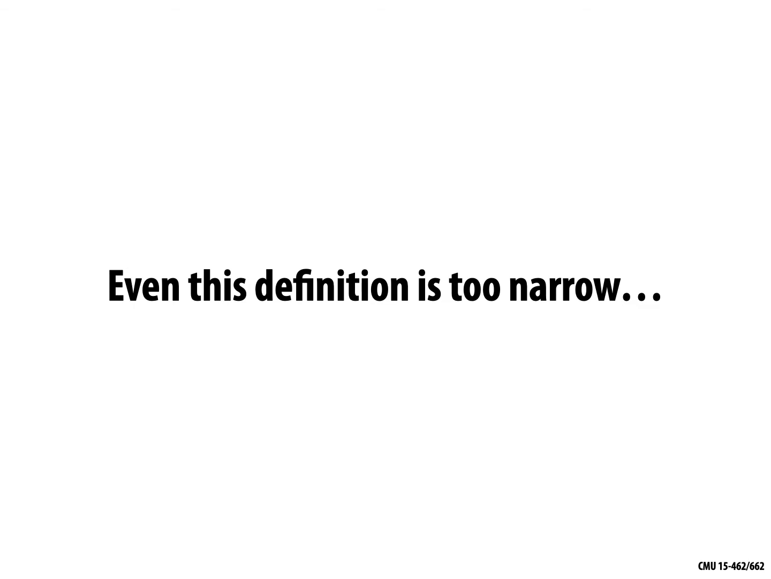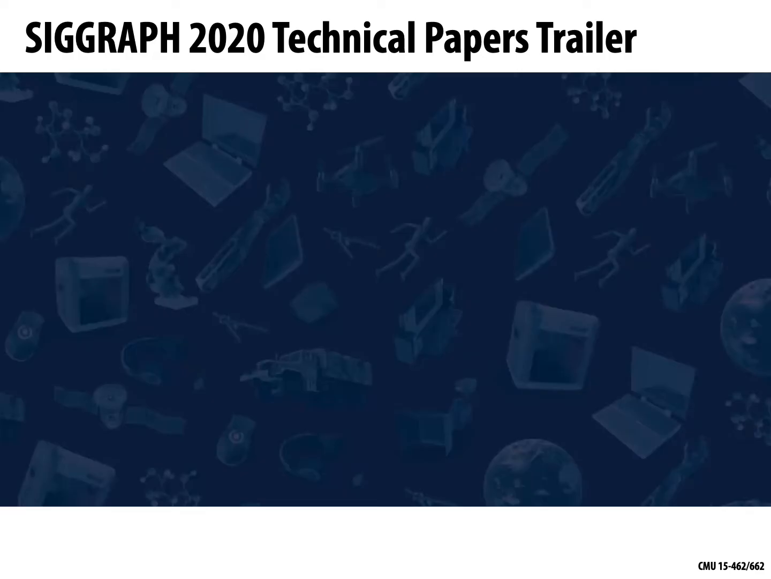And so if you want a really good picture of what's happening in computer graphics, a great place to look is at the ACM SIGGRAPH conference, where all of the new results in computer graphics are presented every year. Lots of exciting new research papers, and they produce a nice technical papers trailer that just highlights some of the cool stuff that's going on in graphics. So let's take a look at that.